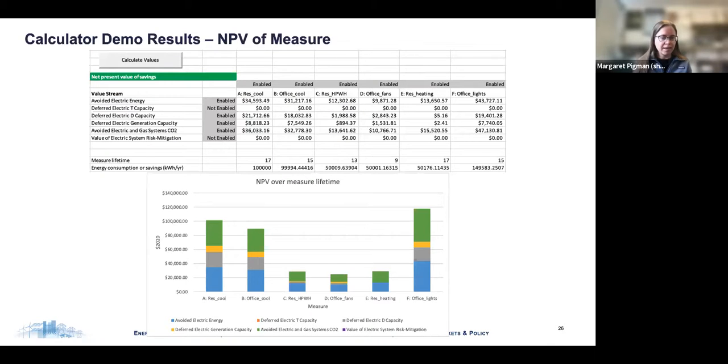So now I'm going to get into a description of some of the outputs. This is the same graph that JP showed earlier of the net present value of each measure over its lifetime. This is shown in both a tabular and a graphical format. Next slide, please.